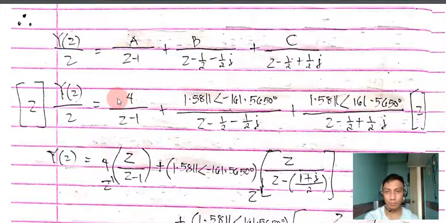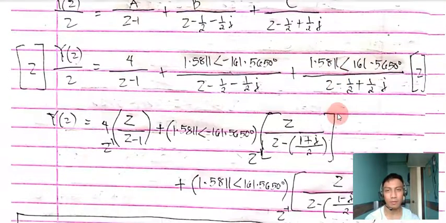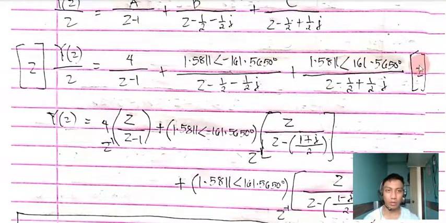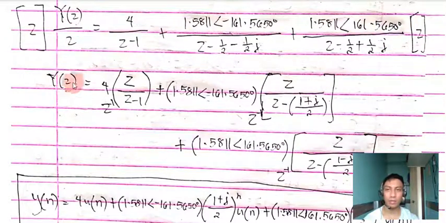Y of z over z equals 4 over z minus 1 plus 1.5811 angle of negative 161.5650 over z minus 1 half minus 1 half j plus 1.5811 angle of 161.5650 degrees over z minus 1 half plus 1 half j. Then, we multiply both sides by z to cancel the z. So, we are left with just the Y of z function.